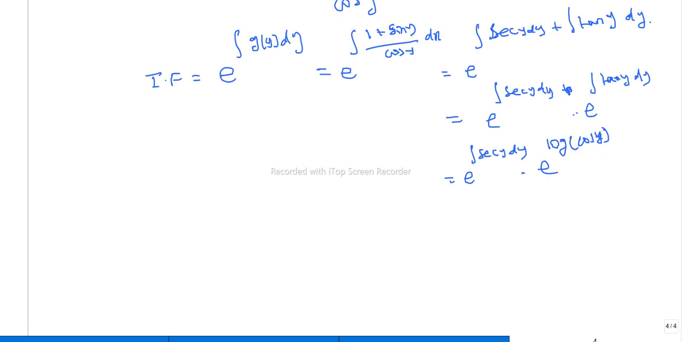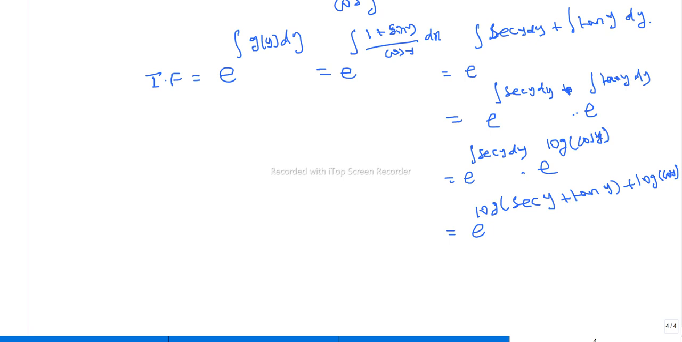So log of secant x plus tan x. Which one? Secant x. Which one? Integration of secant. Log of secant y plus tan y. Okay. Now we can include this also, plus tan of log of cos y.